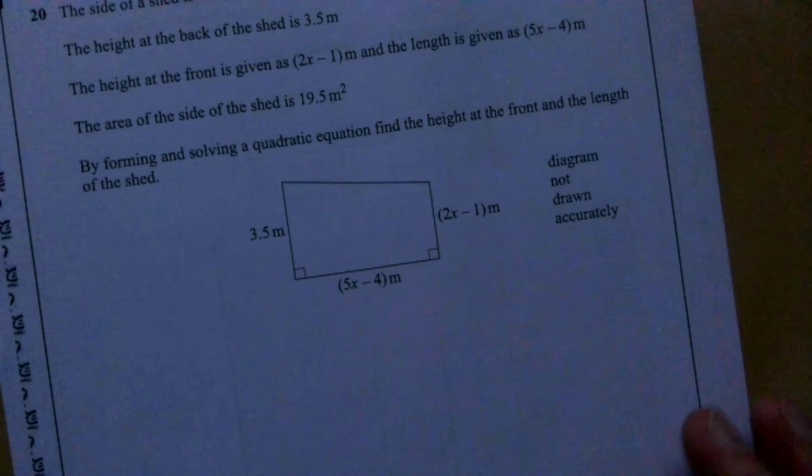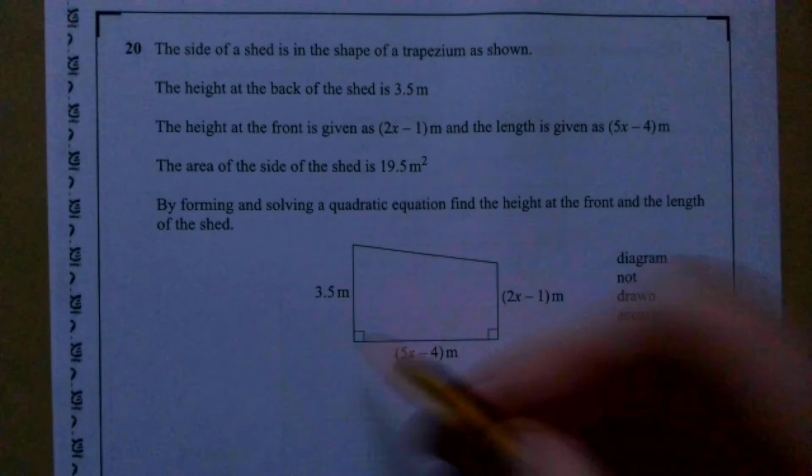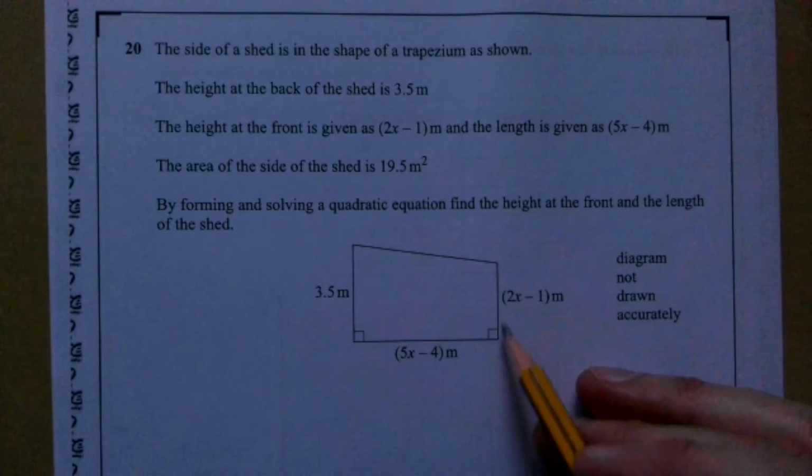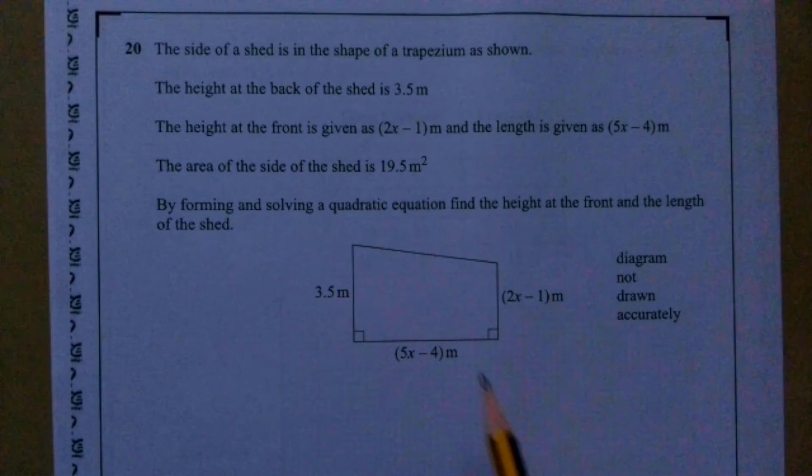The side of a shed is in the shape of a trapezium. As shown, the height of the back of the shed is 3.5 meters. The height of the front is given as 2x minus 1 meters, and the length is given by 5x minus 4. The area of the side of the shed is 19.5. By forming and solving a quadratic equation, find the height at the front and the length of the shed.